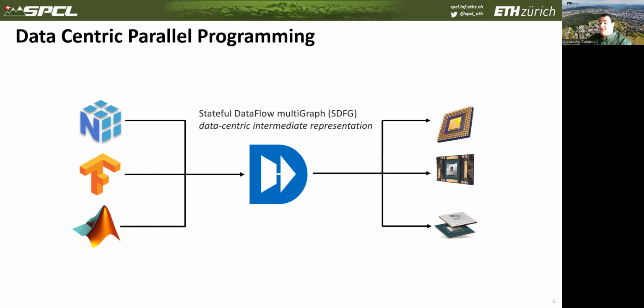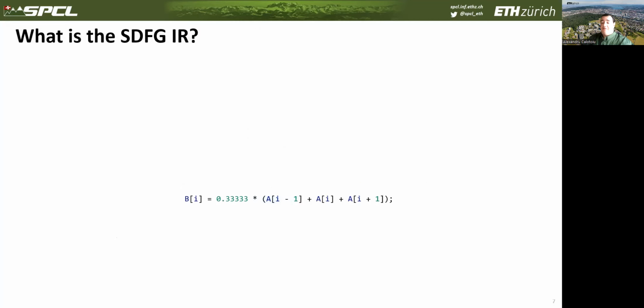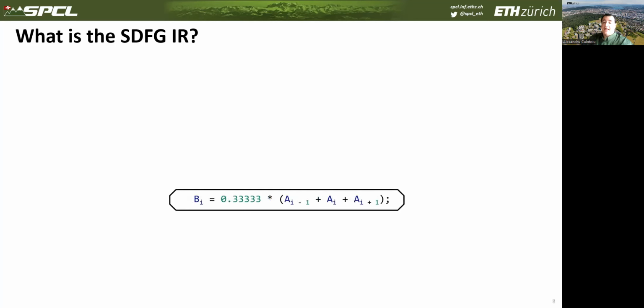Now, would it be possible to lift C into this IR and benefit from its optimization opportunities? I'm going to explain why this would be beneficial in a second, but first, let's talk a bit about the SDFG IR. Let's start with a very simple example, starting from a line of code in a stencil. This would be a Jacobi one-dimensional stencil.